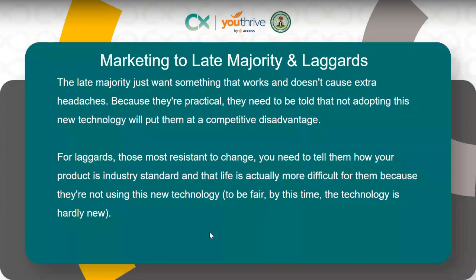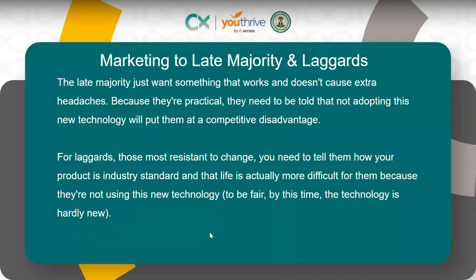For late majorities and laggards, remember we said these people want something that works and doesn't cost extra. They are practical. They need to be told that not adopting this new technology will put them at a disadvantage. You get it. They really need to know that if they don't start using this product, their processes will crumble or they'll be left behind, and stuff like that.